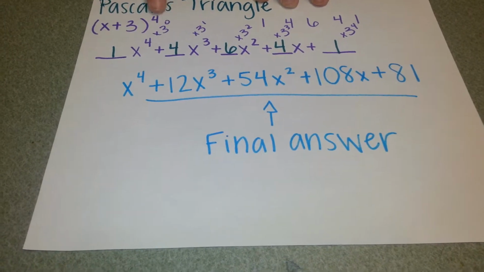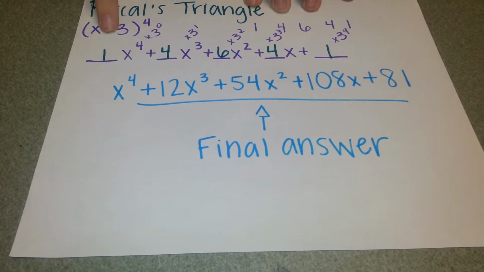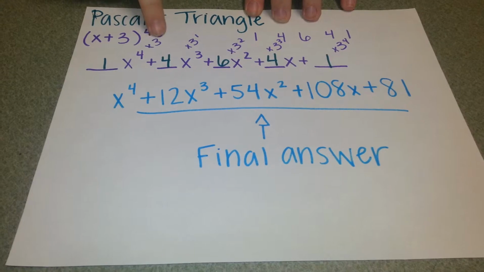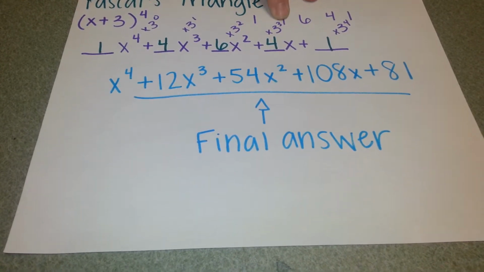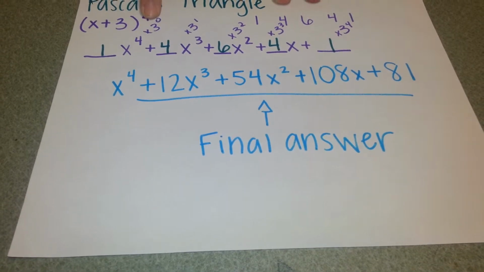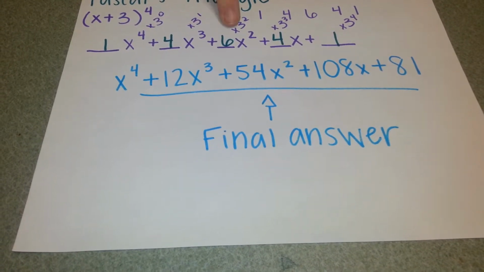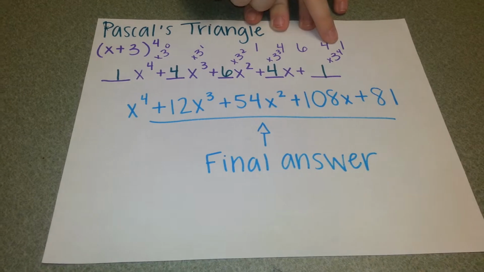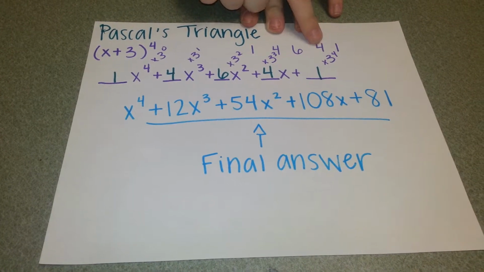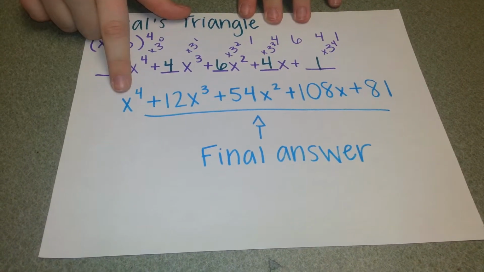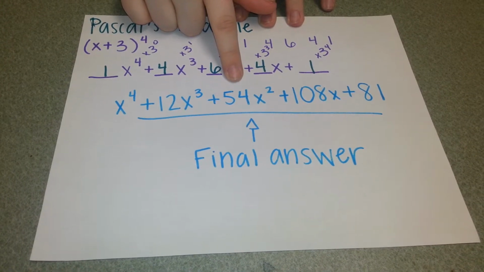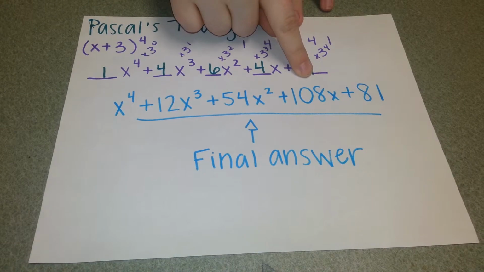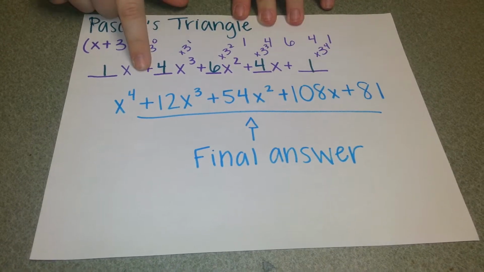Now for each of these terms, because we have a constant, which is 3, we multiply by 3 to an exponent, increasing as these go on. So you have times 3 to the 0, 3 to the 1st, 3 to the 2nd, 3 to the 3rd, and 3 to the 4th. When you multiply these out, you get x to the 4th plus 12x cubed plus 54x squared plus 108x plus 81. And that's your final answer.